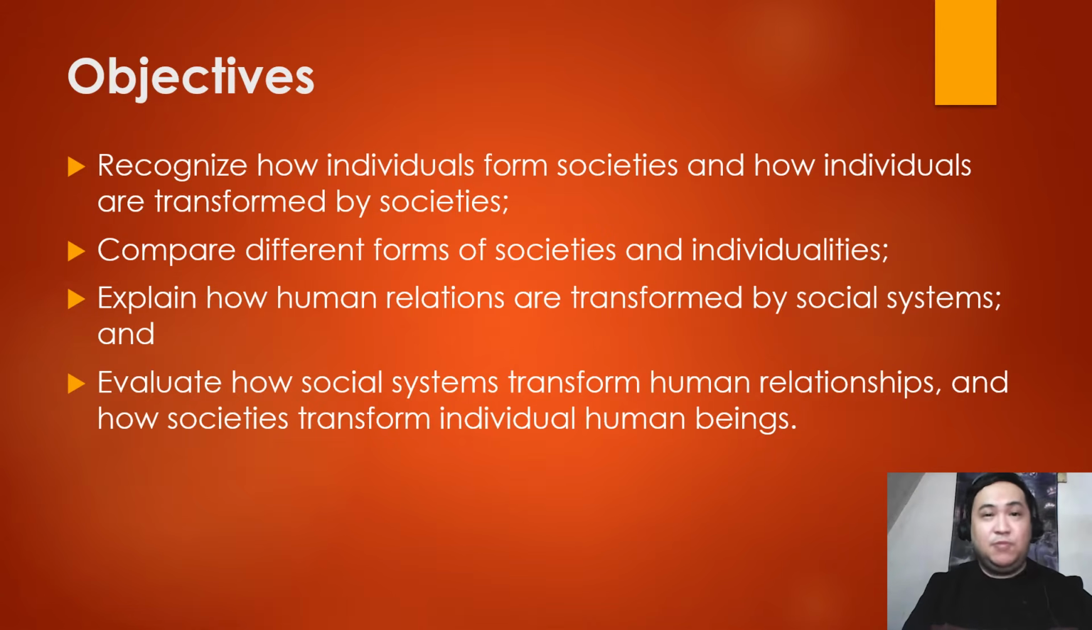So before we start with our lesson, we have here our objectives for our lesson. Number one, recognize how individuals form societies and how individuals are transformed by societies. Number two, compare different forms of societies and individualities. Number three, explain how human relations are transformed by social systems. And lastly, evaluate how social systems transform human relationships, and how societies transform individual human beings.